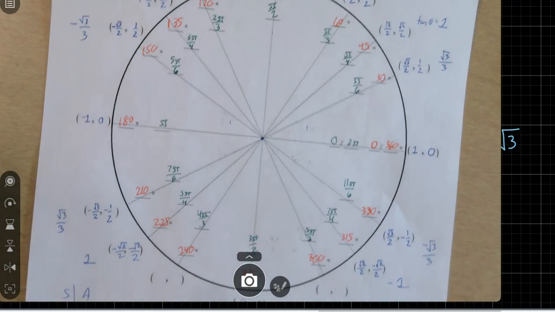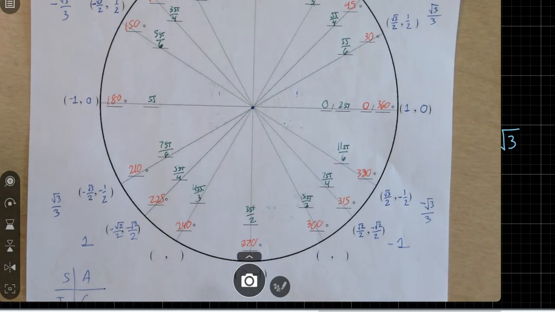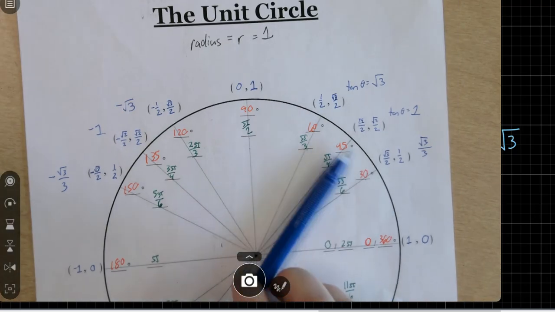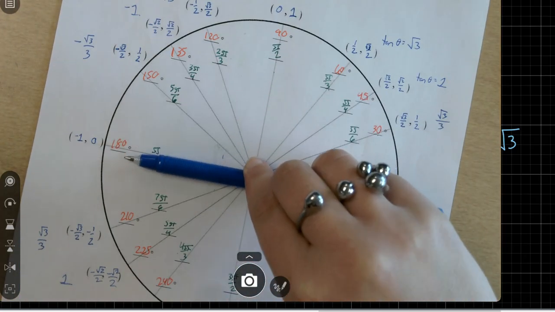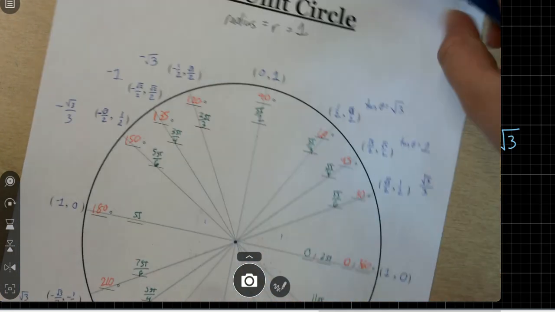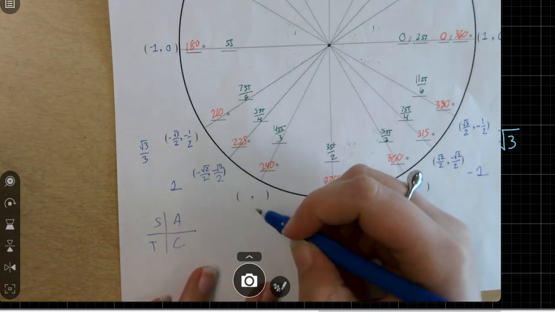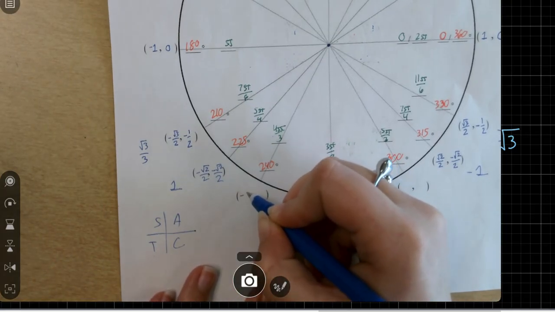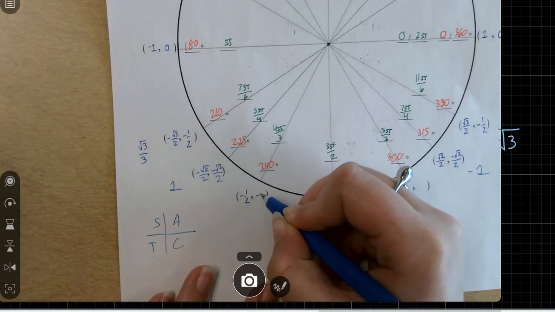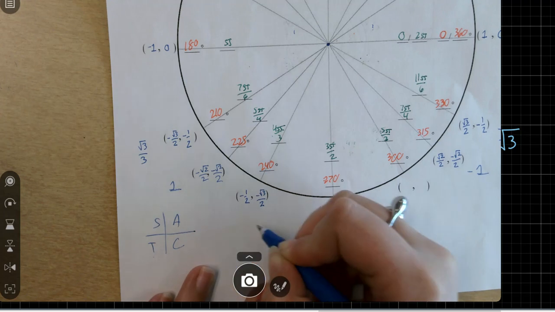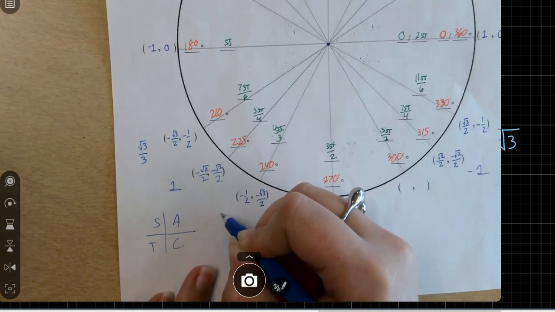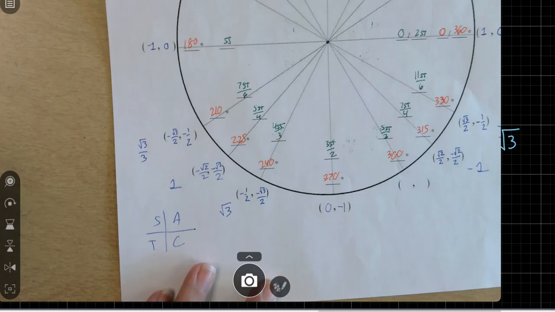What degree should I be at now? You gotta tell me when I'm... Okay, I went 60 degrees. Then I went another 60 degrees. Then another 60 degrees. Then another 60 degrees. Where am I at? 240, yep. Okay, what is the coordinate at 240? Yep. Okay, and what's tangent? Square root of 3. Yeah.